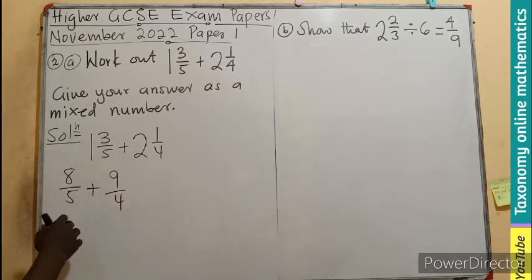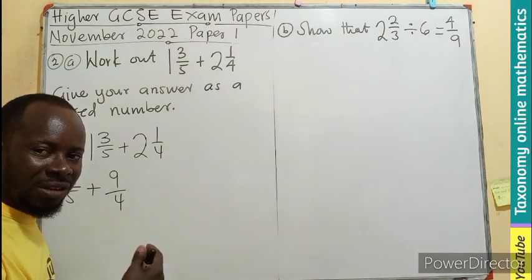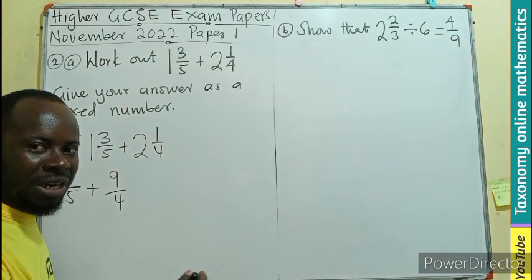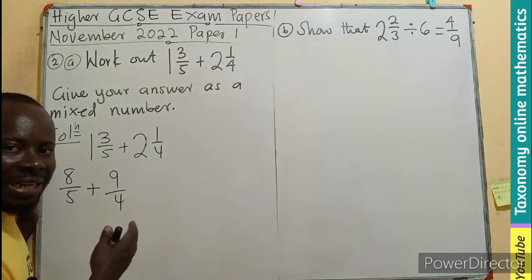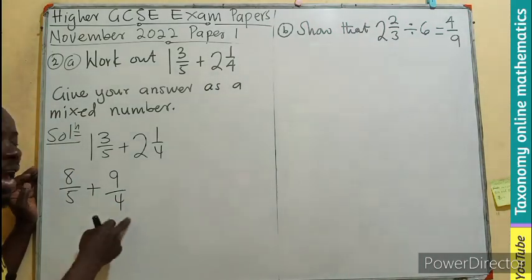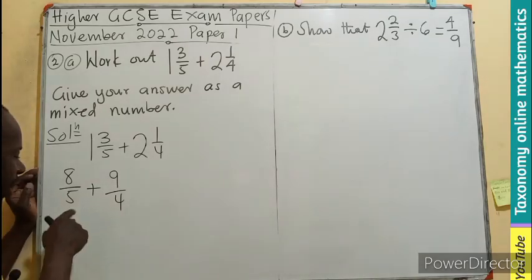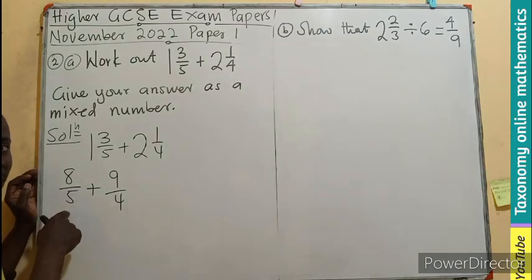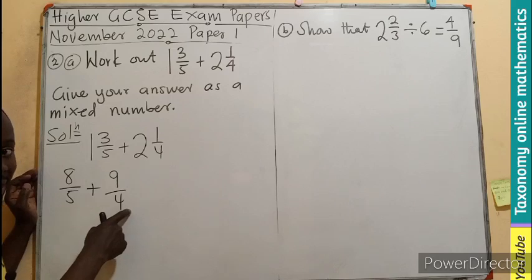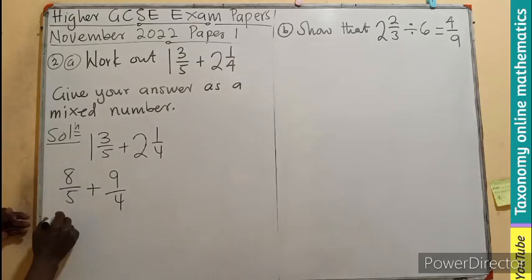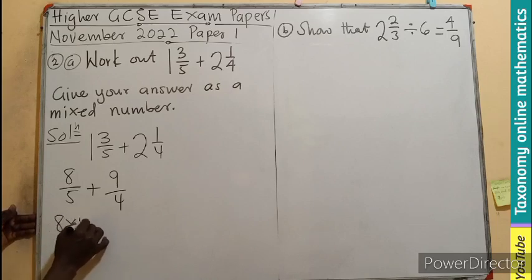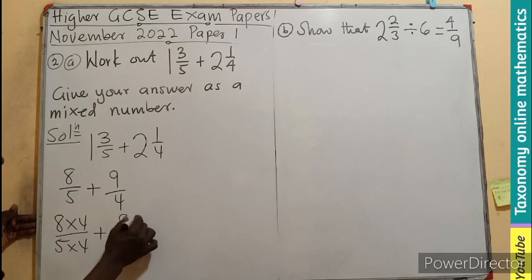Now, it is easier adding fractions that are like fractions, meaning they have the same denominator. So we can try and see if we can get a common multiple for the 4 and 5, which will be 20. Meaning 5 times 4 is 20. Then 4 times 5 also is what? 20. So here I'll be having 8 times the 4, then 5 times the 4, plus 9 times the 5, then 4 times the 5.